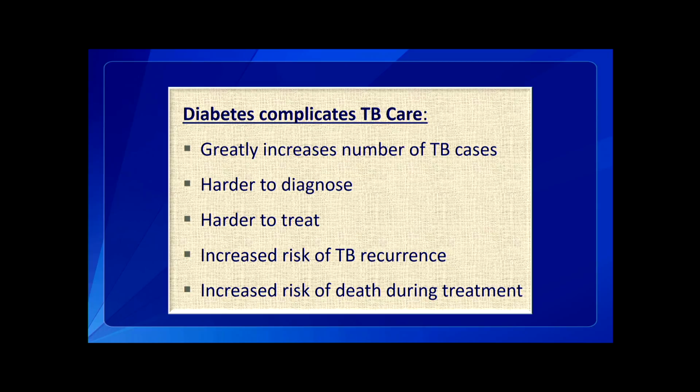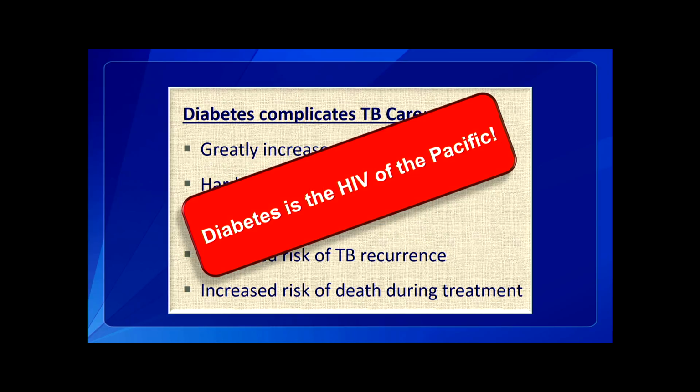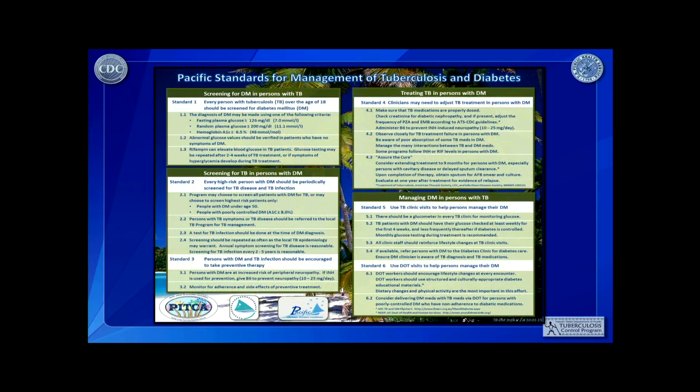We've talked a little bit about how diabetes complicates care, and with the great work of Megan Murray and Megan Baker and other folks who are in this room, we know that diabetes does greatly complicate TB care. It increases our number of TB cases. It makes TB harder to diagnose. It makes TB harder to treat. It increases our risk of recurrence and increases the risk of death during treatment. So for us in the Pacific, it's not at all an overstatement to say that diabetes is indeed the HIV of the Pacific.